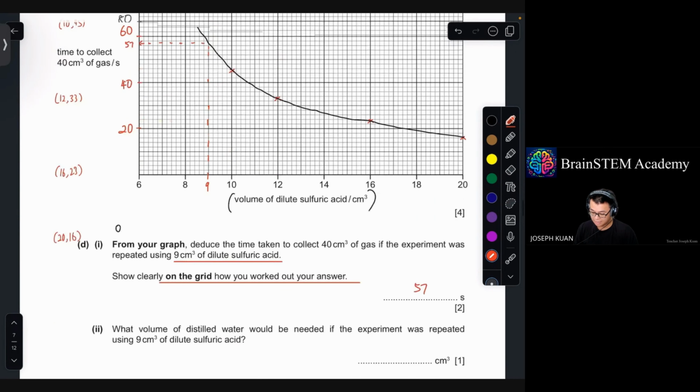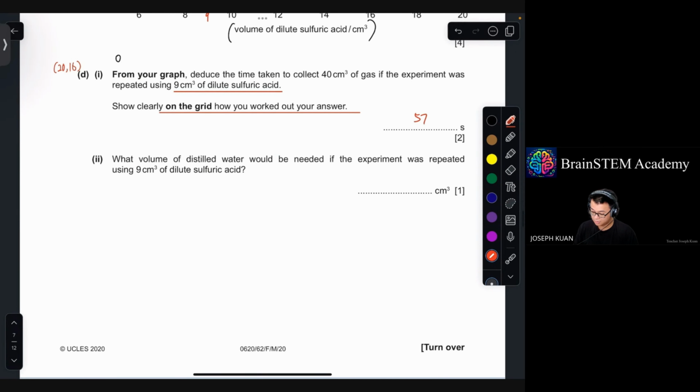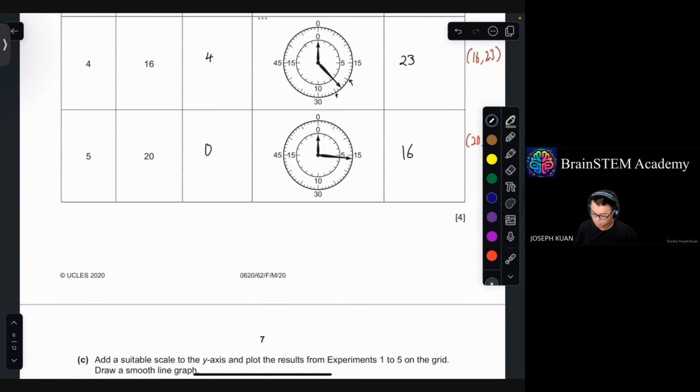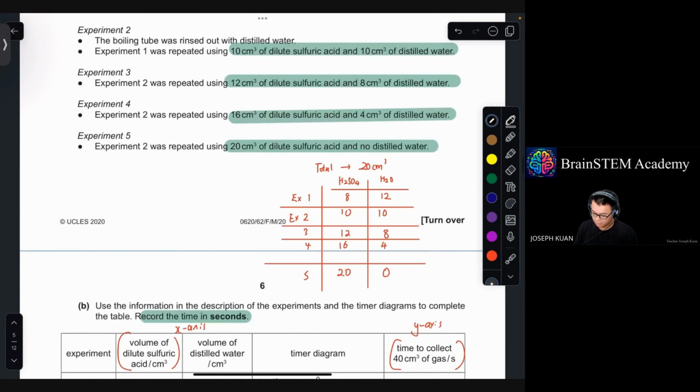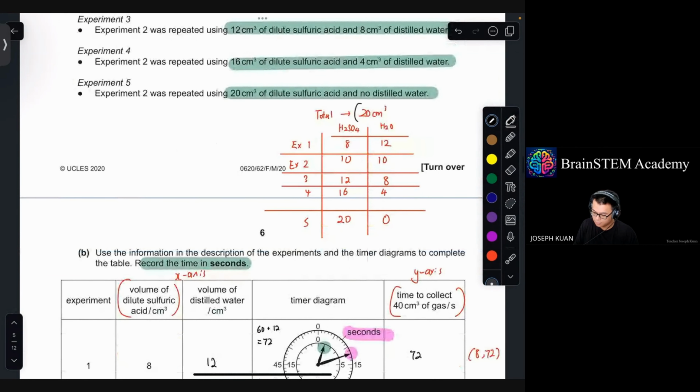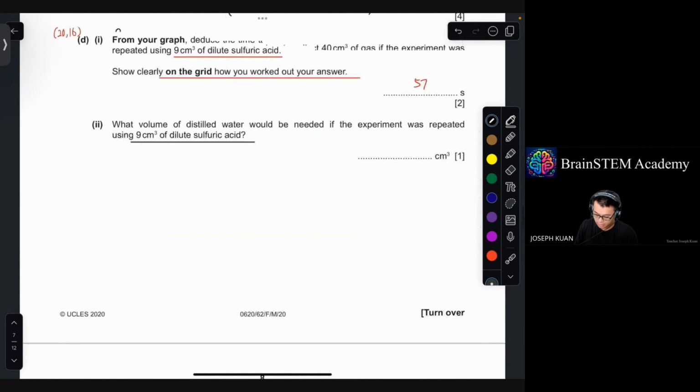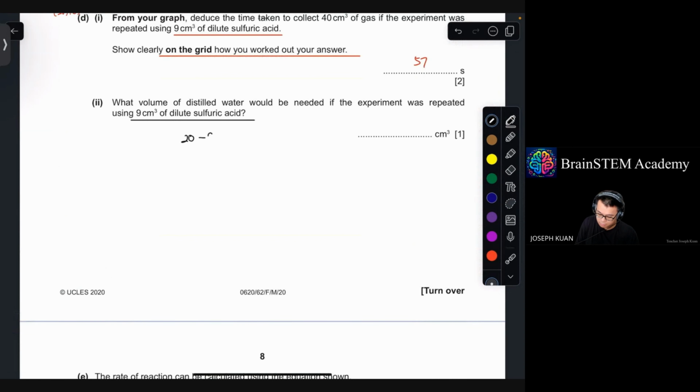So that is not based on the graph, right? That is just literally, we said just now, the total volume of the setup is 20 cm³. So all you need to do is take 20 minus 9, you get 11. So 11 cm³ of distilled water is needed in order to make the total volume as 20.